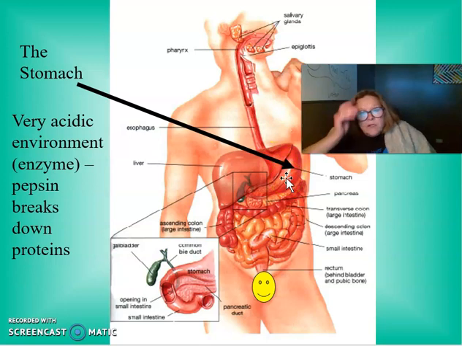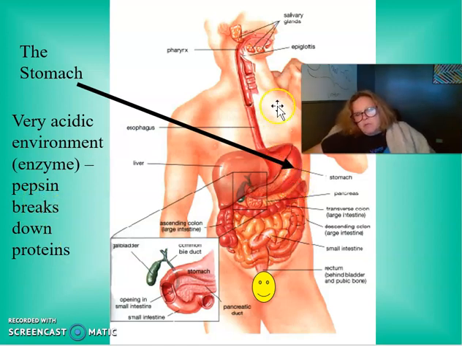So food that is now down in the stomach, particularly the protein, is going to start being acted upon in the stomach by this enzyme called pepsin, which breaks down protein.